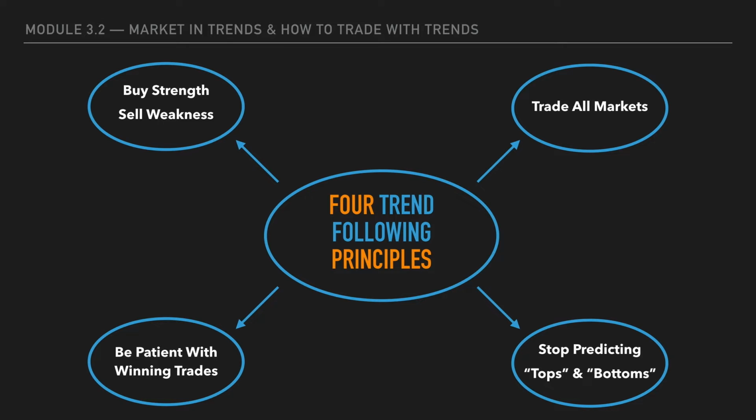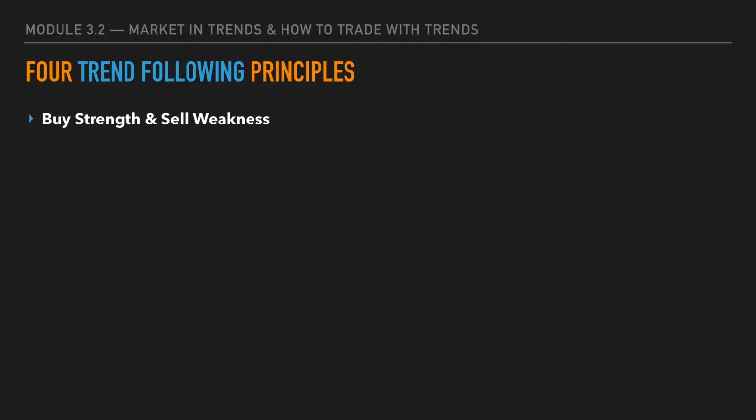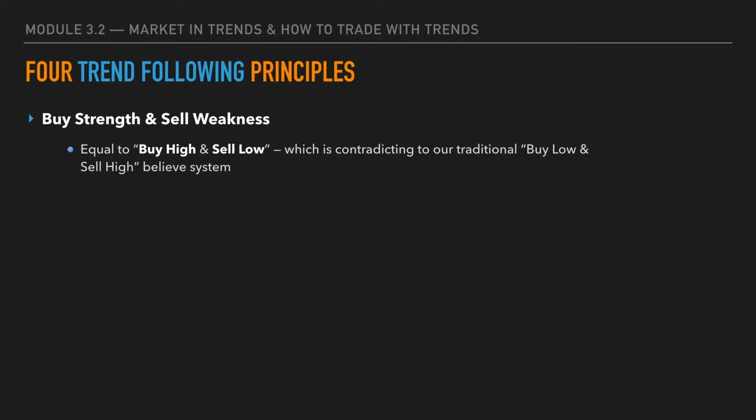And last, they stop predicting the tops and the bottoms. Let me explain one by one and get into much more detail to help you guys understand better. First, buy strength and sell weakness. It also means as a trend follower, you buy high and sell low.